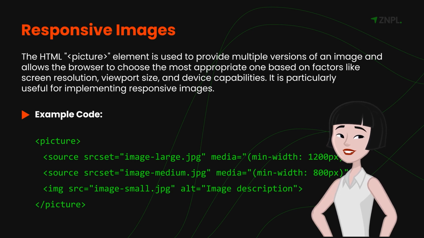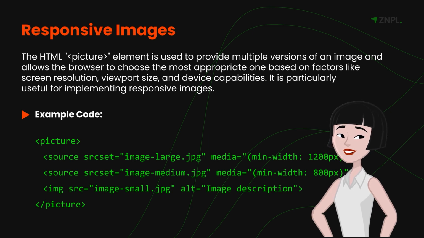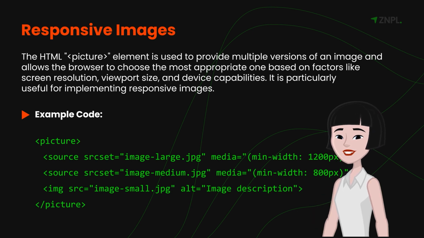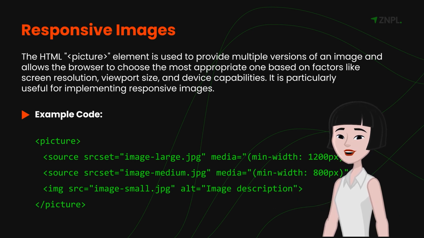By using the picture element along with appropriate media queries, you can optimize your website's images for different devices and screen sizes, ensuring a better user experience. It's important to keep in mind that you can also create responsive images by using the CSS media query property. You will learn more about this in the CSS course series.